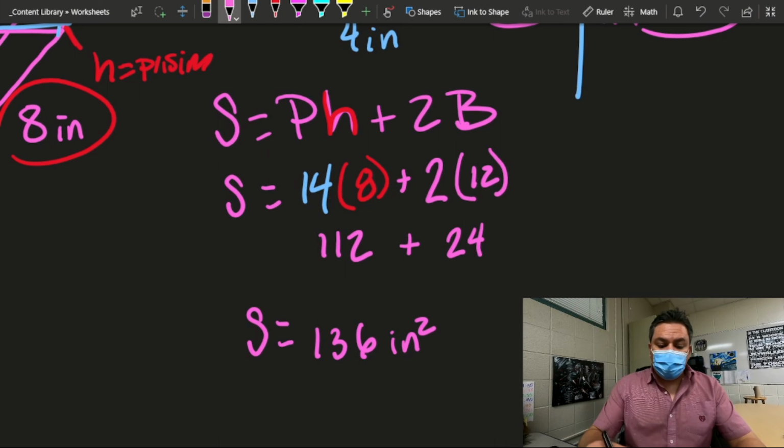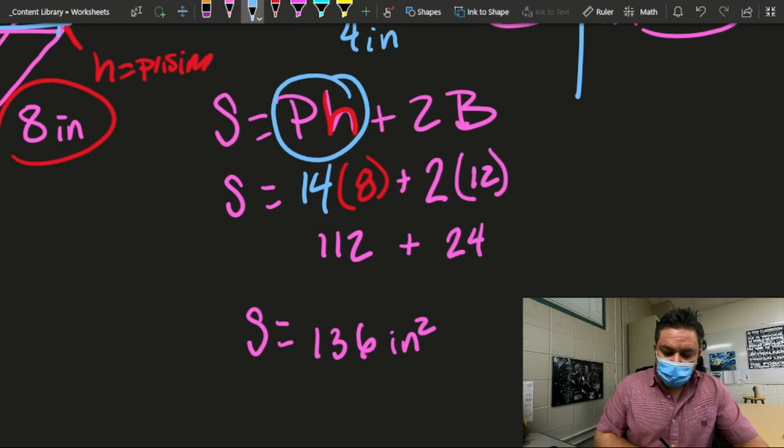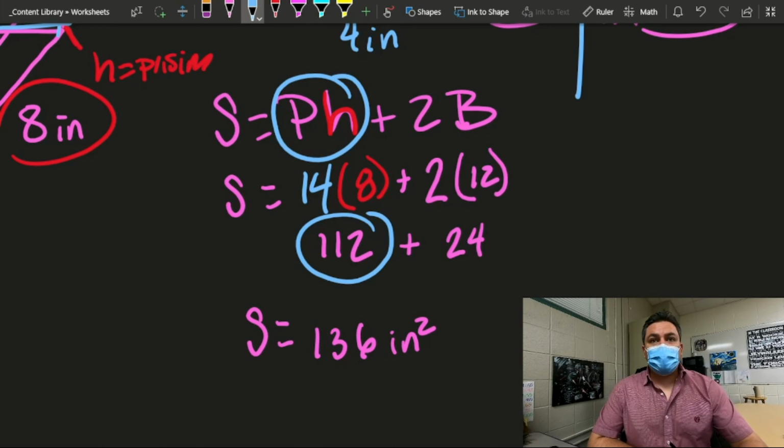Now, if I want you to find the lateral surface area only, can we do that? If I want you to find just the lateral surface area, this is the lateral surface area. So this will be the lateral surface area. Just the sides, not including the faces. So that's why if you keep everything organized, you should be good to go.